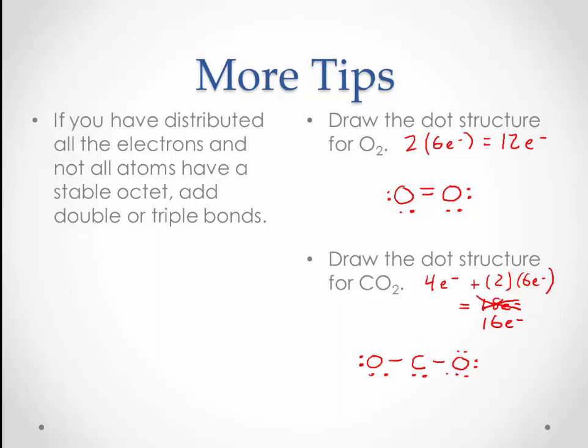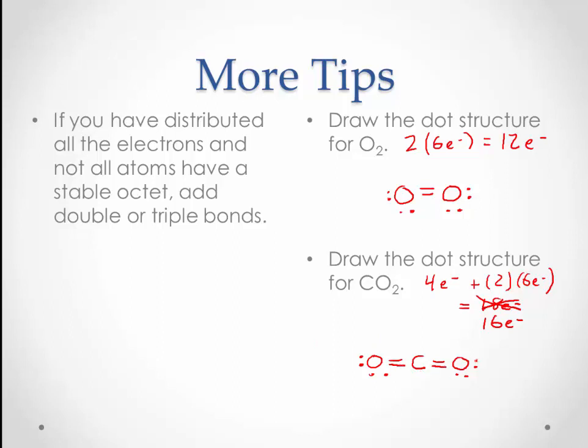That means we need 2 double bonds. So what we're going to do here is move a couple of pairs. So I'm going to move this pair right here. I'm going to move this pair right here. And I'm going to put in double bonds instead.